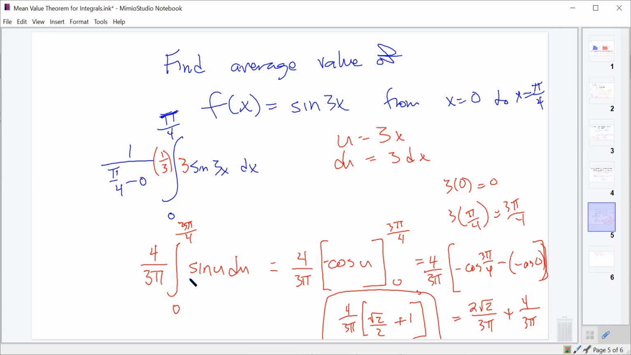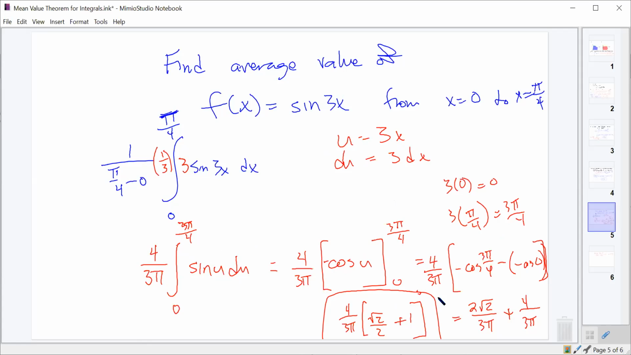And then we change the inside, our integrand, to sine u du, because we have 3 dx, which is du, and we have sine of 3x, which is sine of u. We have to change the limits of integration because we did a u substitution, which is 3 times 0 gives us 0 for the lower limit, and 3 times pi over 4 gives us 3 pi over 4 for the upper limit. The integral of sine u is negative cosine u, so we do 4 over 3 pi times negative cosine u from 0 to 3 pi over 4.